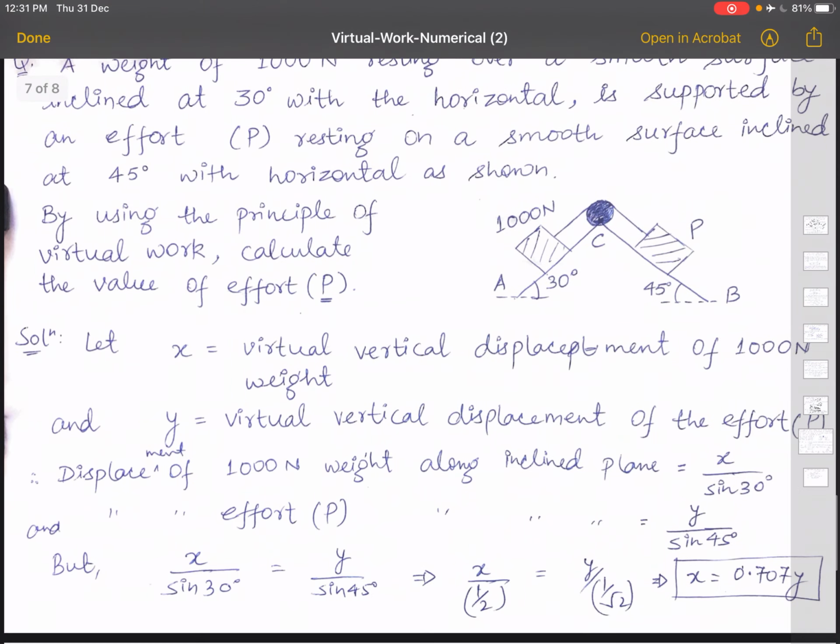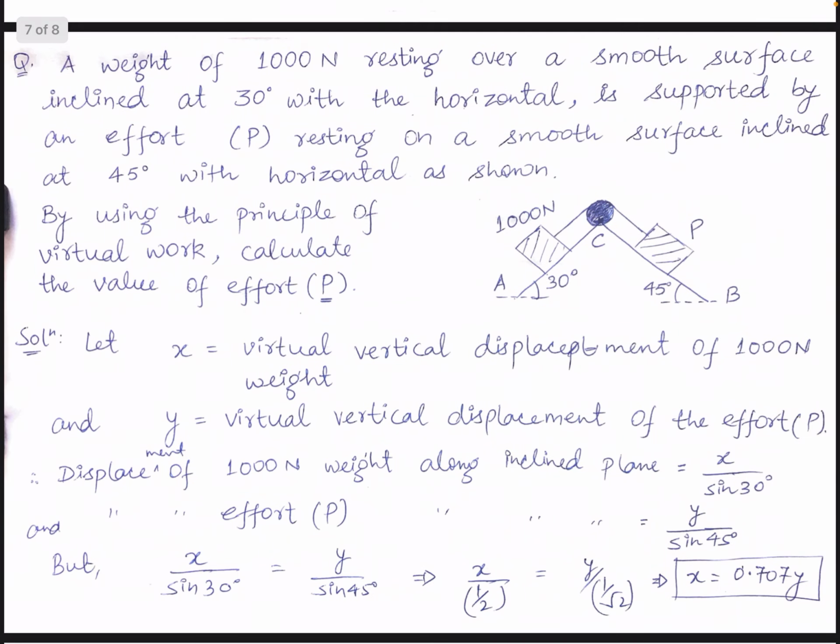So let us see one last problem. What is this problem stating? A weight of 100 Newton resting over a smooth surface inclined at 30 degree with the horizontal is supported by an effort P resting on a smooth surface inclined at 45 degree. Everything is shown in the figure. Using the principle of virtual work, calculate the value of effort P.